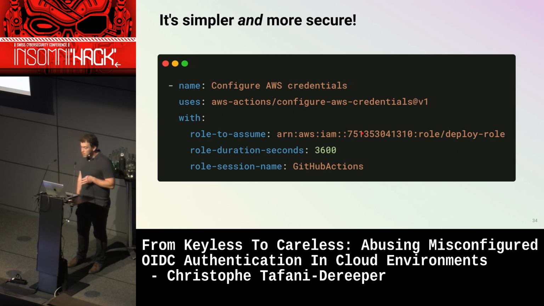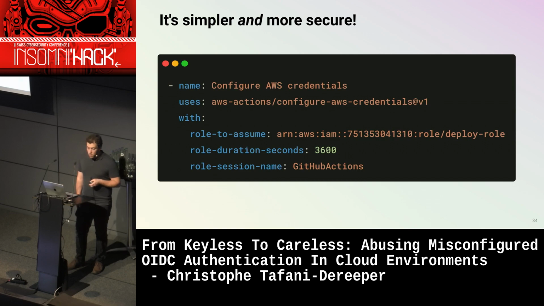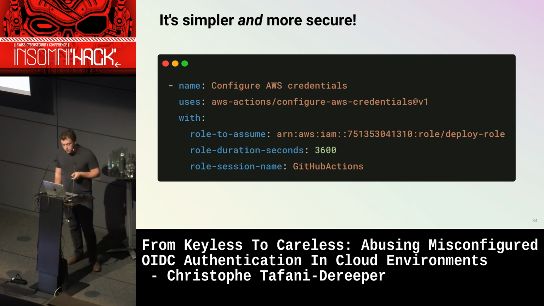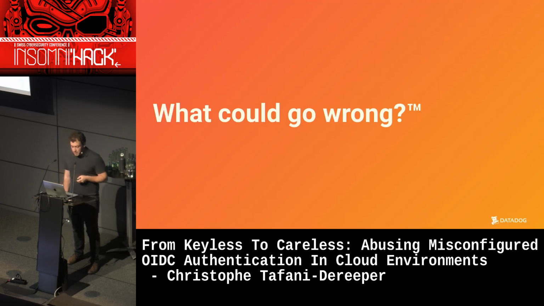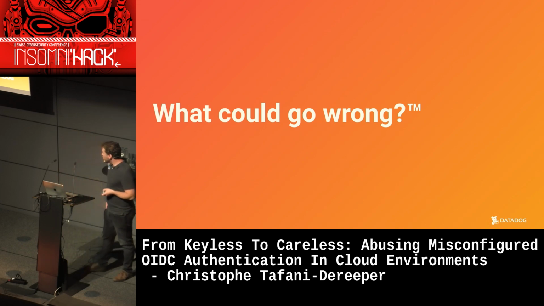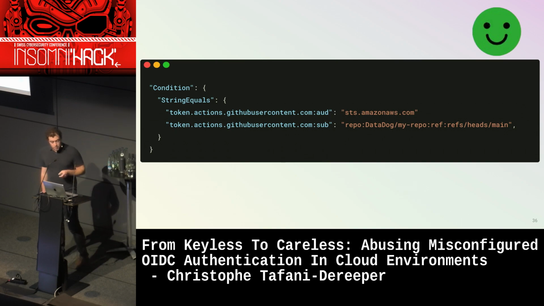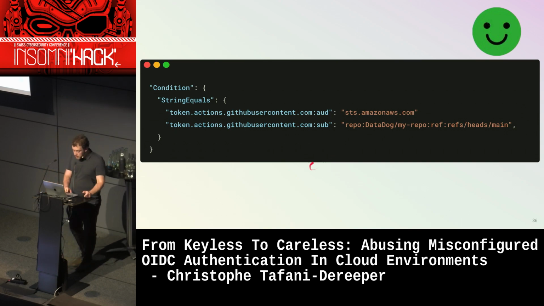So really, using OIDC in CI pipelines is much easier and much more secure. This works also for Azure, for Google Cloud. So that's the how-to-do-it-properly aspect. Now, what can go wrong? Obviously, otherwise I wouldn't be here talking. So what can go wrong? A few things. If we start from the right condition, it's something that looks like this. Again, you're saying any pipeline in my Datadog/myrepo repository in the main branch can take this role.